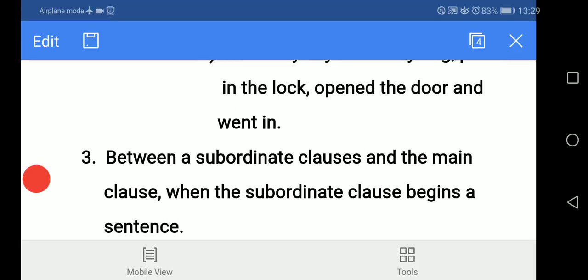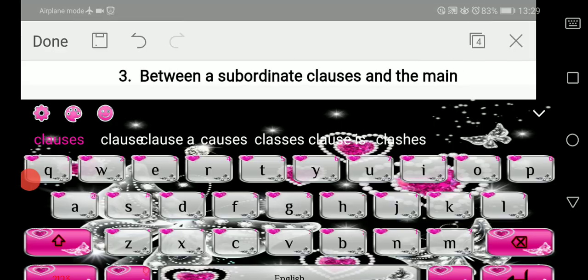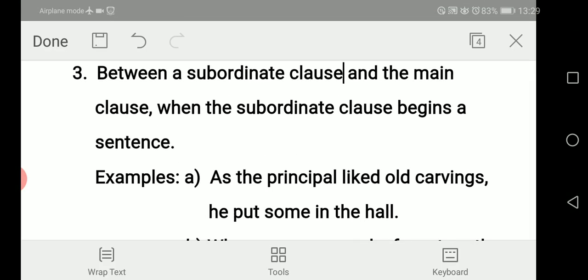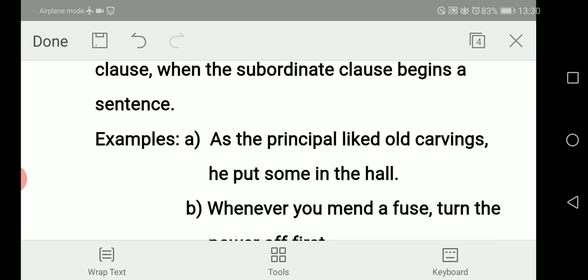We also learned that we insert the comma between a subordinate clause and the main clause. When the subordinate clause begins a sentence, remember, the subordinate clause is the clause that depends on the main clause to give complete meaning. So whenever we begin any sentence with a subordinate clause, after the subordinate clause, we will insert the comma.